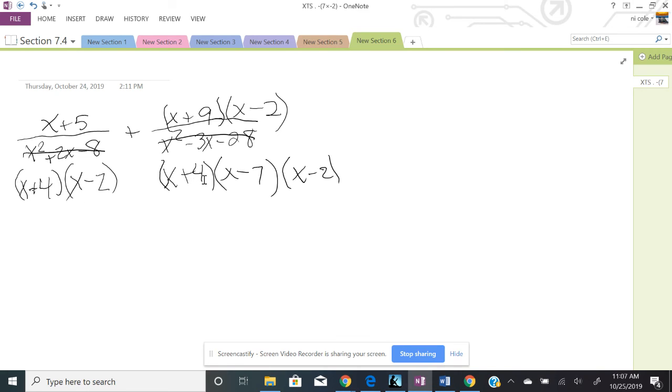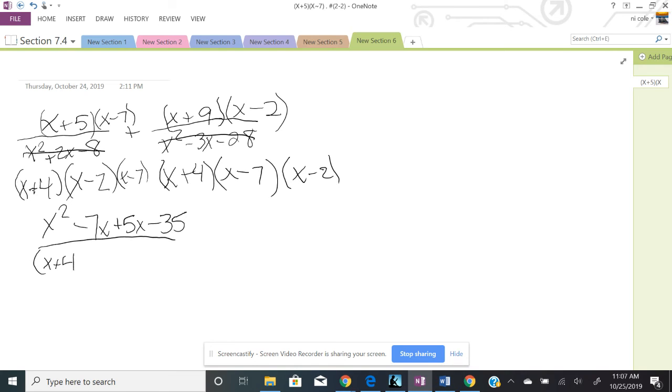Now I've got the x plus 4. I have the x minus 2 over here, but I don't have that x minus 7, so I'm going to add x minus 7. And again, put parentheses around this stuff so that you know that you have to multiply everything by that. I'm going to FOIL, so I'm going to get x squared minus 7x plus 5x minus 35 all over x plus 4, x minus 2, and x minus 7.